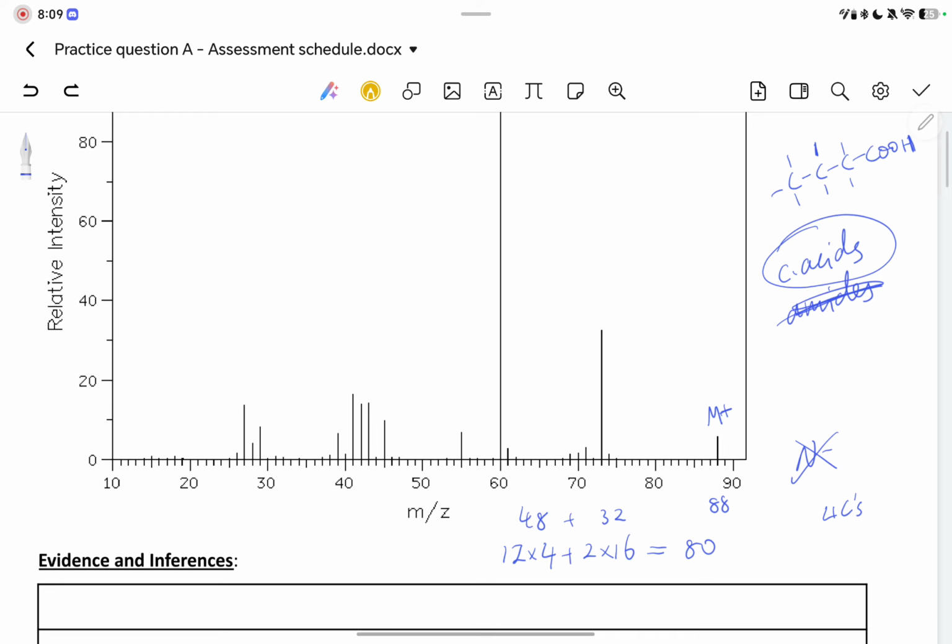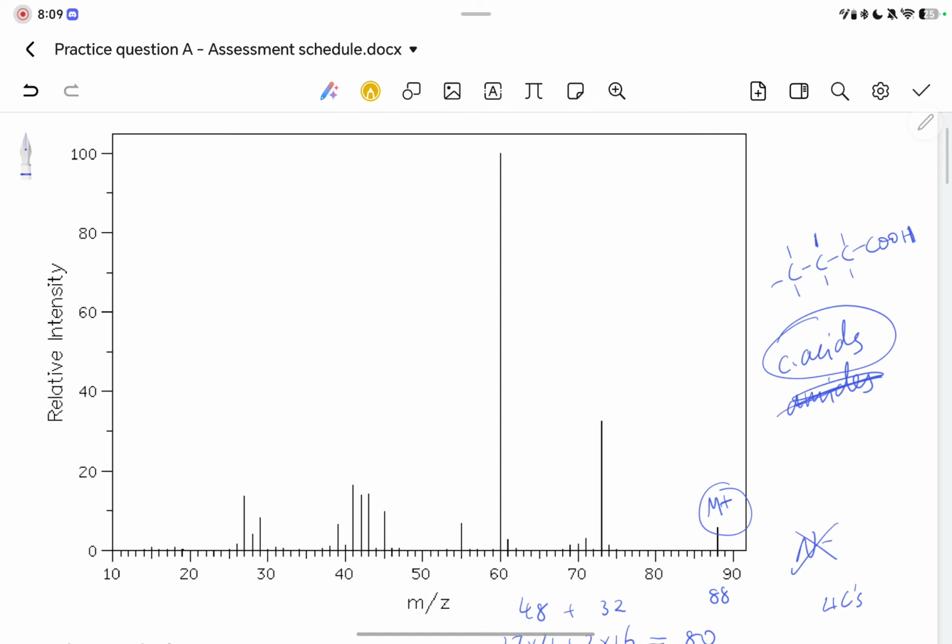So this M plus peak already means that we can conclude the exact shape of the molecule, which is a 4-carbon butanoic acid. But of course, to get E and to achieve merit excellence, you need to analyze at least, I think 2, 3, 4, I don't know, some fragments. So let's take a look.